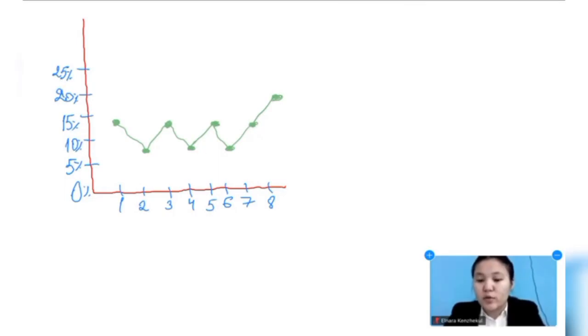Hello guys, today we will learn the 13th lesson, 7th grade algebra. The topic of the lesson: frequency polygon. Let's look at this graph. We call this graph the absolute frequency polygon.